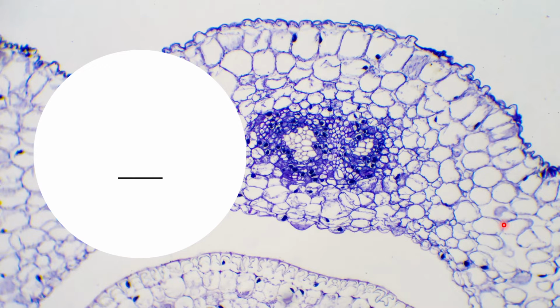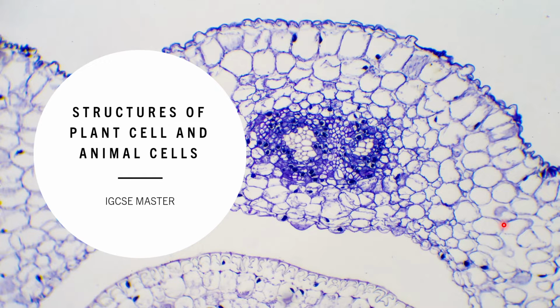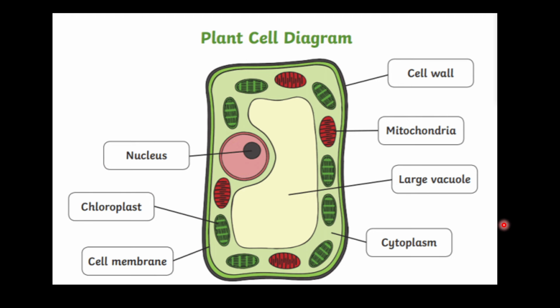In today's video we are going to be looking at the structures of plant cells and animal cells. So we all know that all organisms are made up of cells, and the organisms which contain millions of cells are called multicellular organisms, and organisms which contain just one cell are called unicellular organisms. Today we are not going to go into detail about that, but we are going to look at the organelles in a plant cell and animal cell.